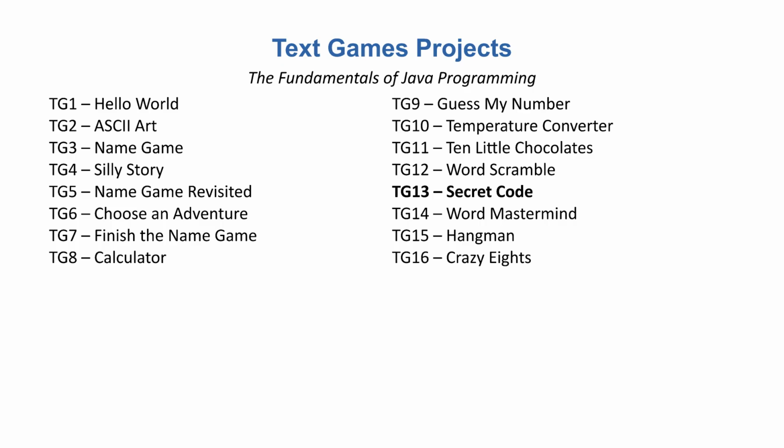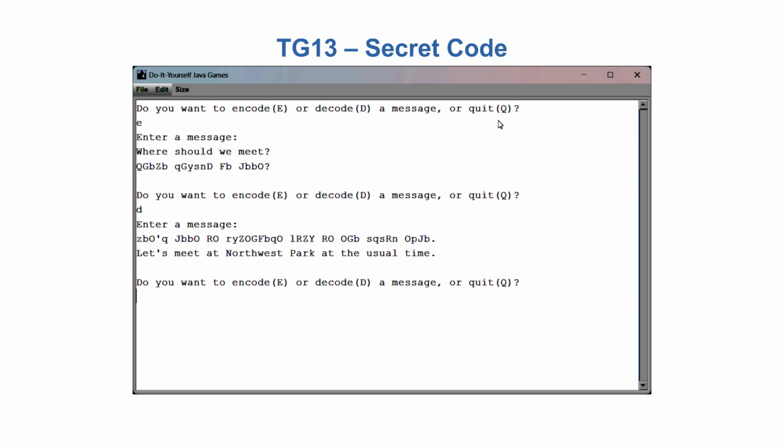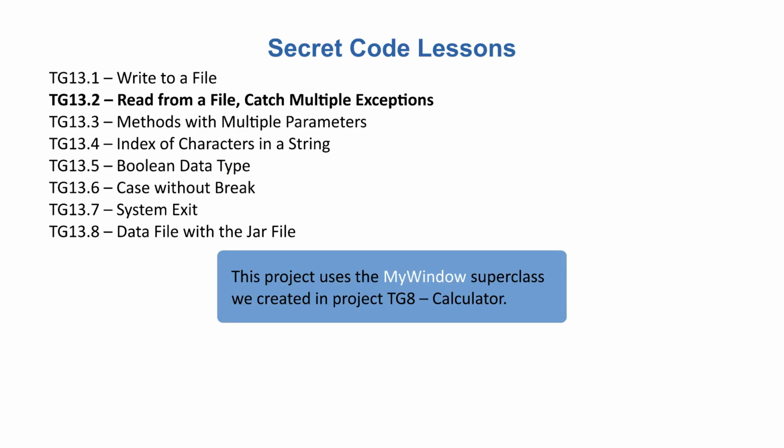We're currently working on the 13th project, TG13, Secret Code. The Secret Code program lets you create secret messages to share with your friends like this. This is lesson TG13.2, where you'll learn to read text from a file. This project uses the MyWindow superclass that we created in project TG8 Calculator. We'll follow the usual steps to create a new program.